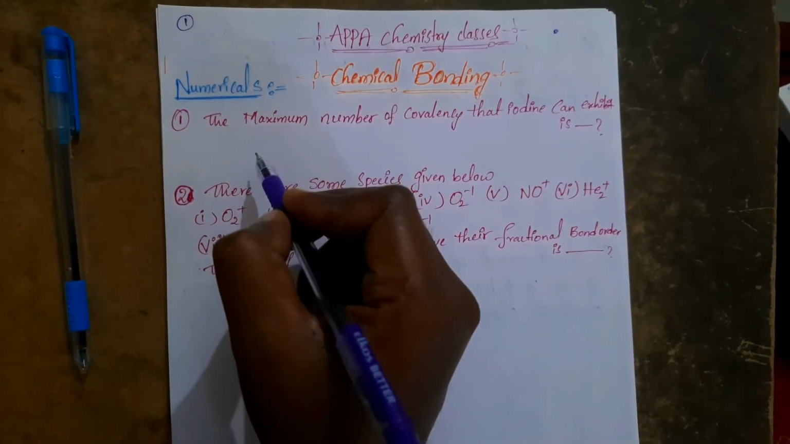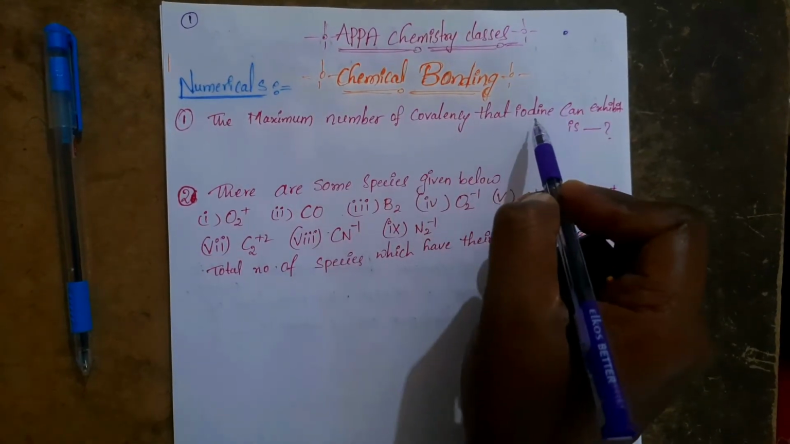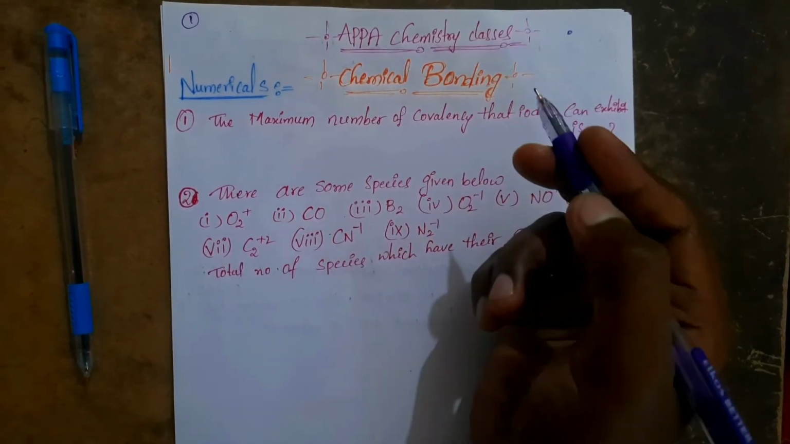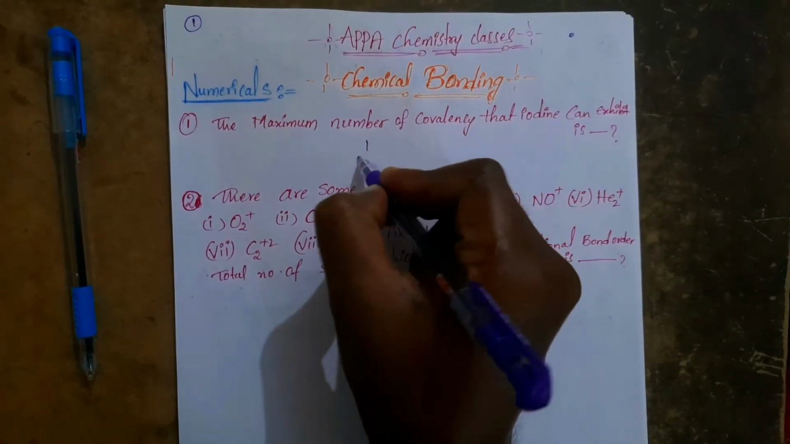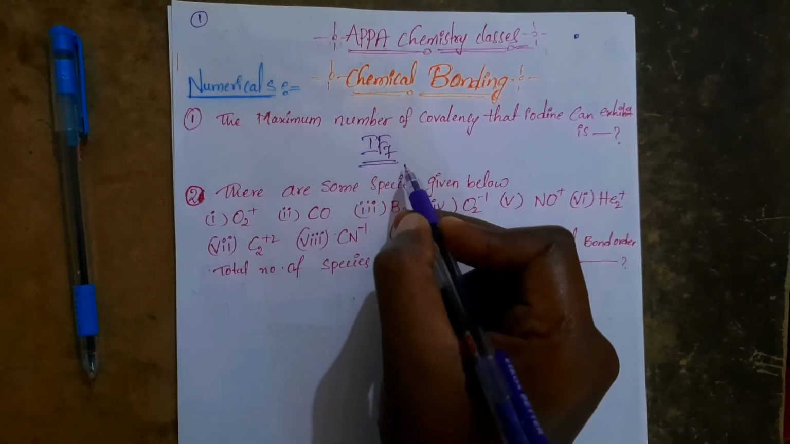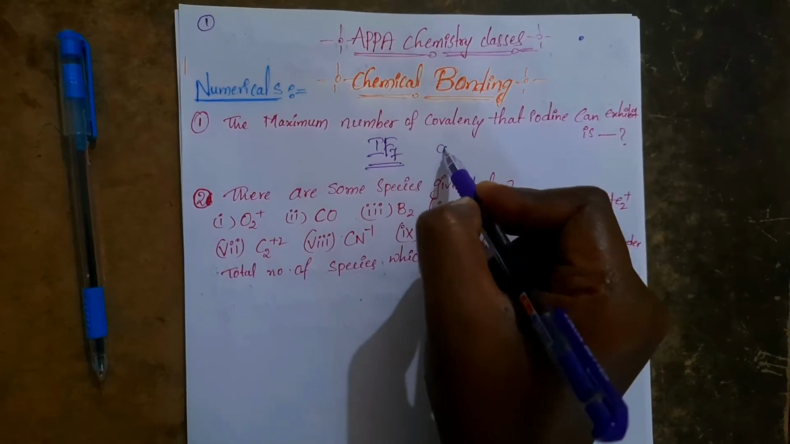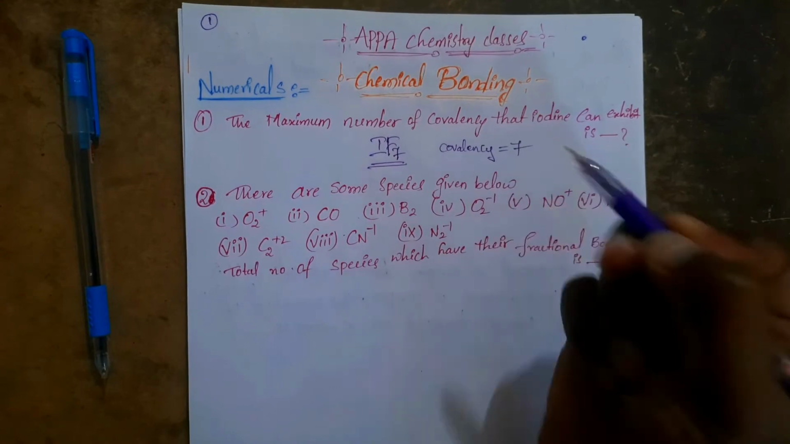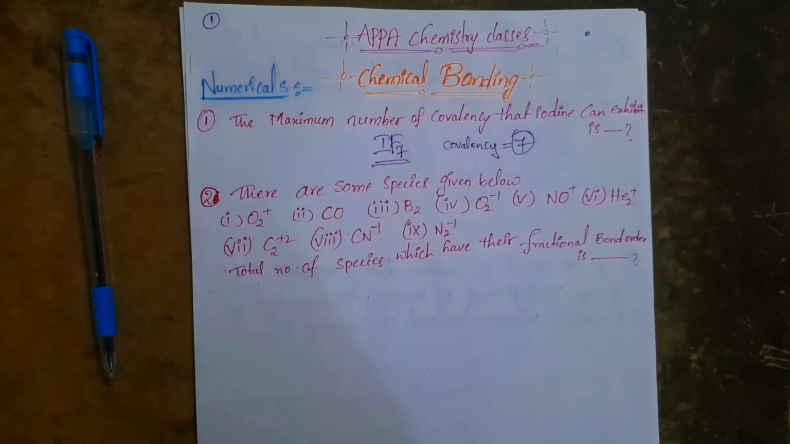Let's begin with the first question: the maximum number of covalency that iodine can exhibit. Covalency is nothing but the maximum number of bonds it can form. For iodine, we can see IF7, so iodine can form 7 bonds with the 7 fluorine atoms. So the maximum covalency of iodine is 7. 7 is the correct answer.